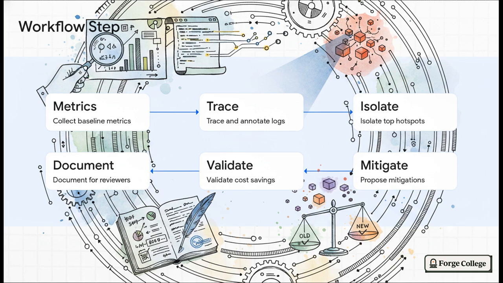Step 5 is absolutely critical. Validate. Did your fix actually save CUs? You have to measure it. And finally, Step 6. Document it for your reviewers. Measurement is the absolute necessity here, folks. You've got to prove your optimization with hard data, not just intuition.